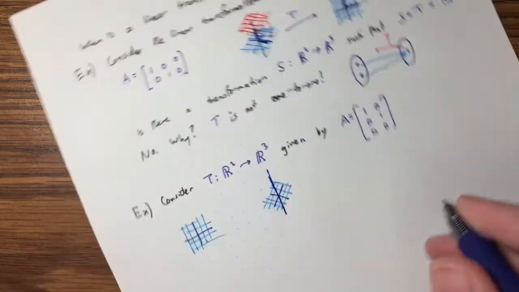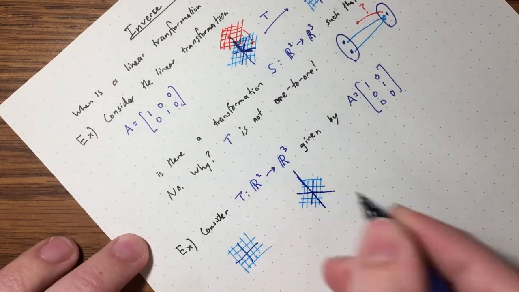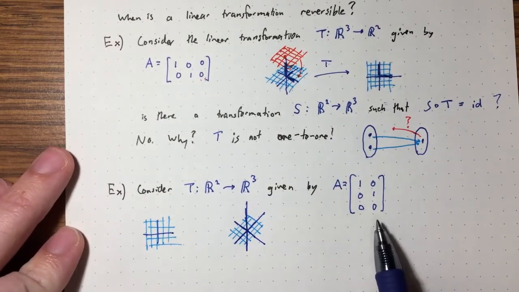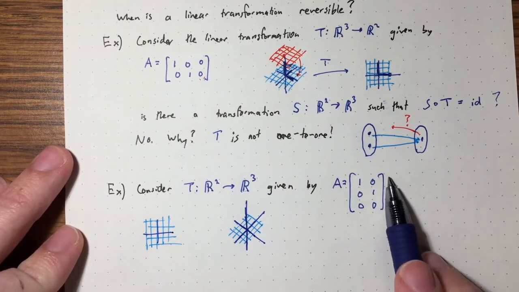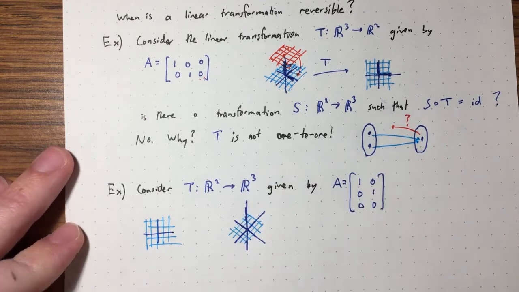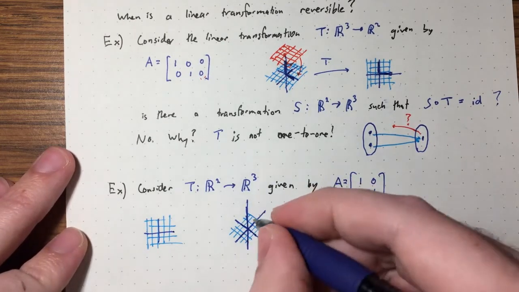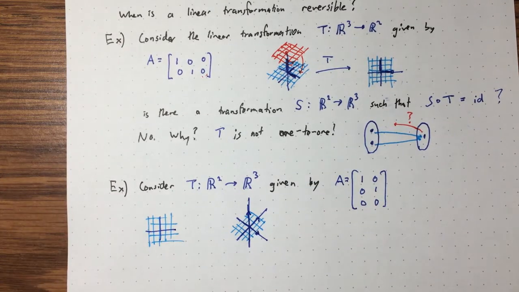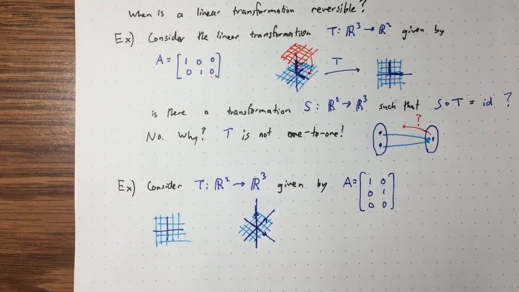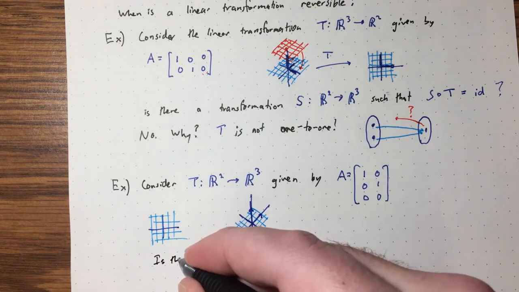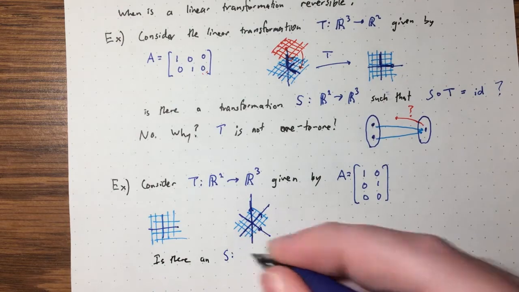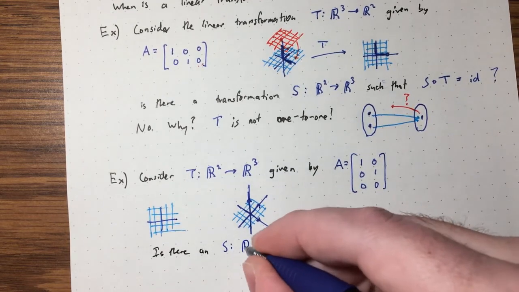But there's this z-axis here, right? There's this third dimension. And nothing is mapping to (0, 0, 1), for example, right? I definitely cannot get the vector (0, 0, 1) in the image of this transformation. Okay, so again, here are my three directions. So same question. Is there an S going in the other direction? So from R3 back to R2.